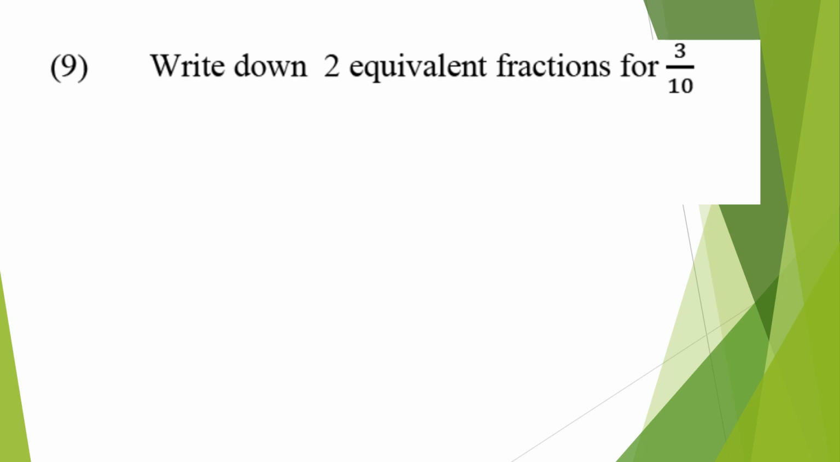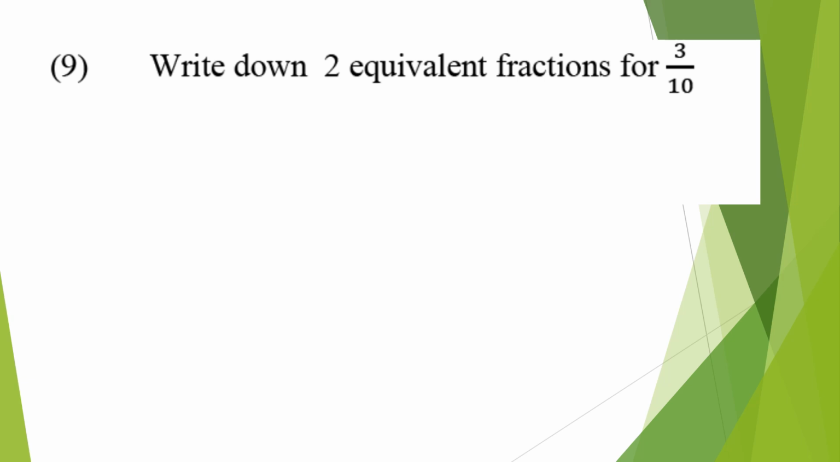Okay, write down two equivalent fractions for 3/10. For this one, we can always multiply the denominator and the numerator by the same number, and also we can divide the denominator and the numerator by the same number. But here you can't do any division because the 3 is not divisible.